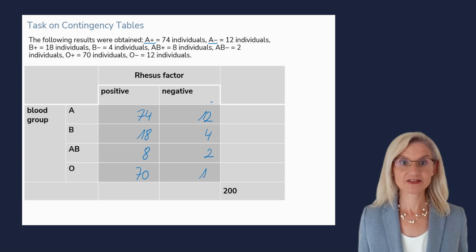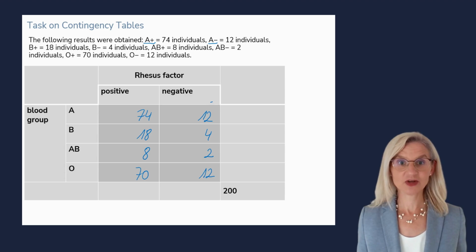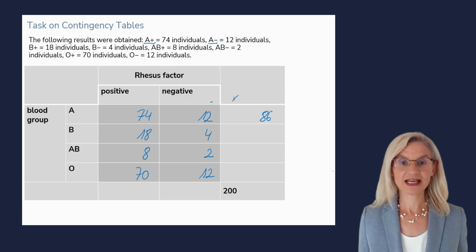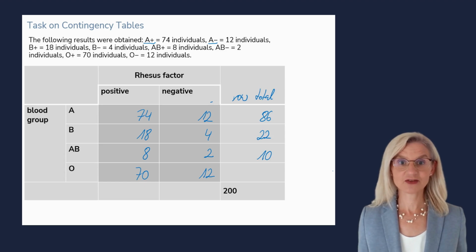We can now sum these values to get the row and column totals. A: 74 plus 12 equals 86. B: 18 plus 4 equals 22. AB: 8 plus 2 equals 10. O: 70 plus 12 equals 82. Try checking whether these row totals add up to the overall sample size of 200.